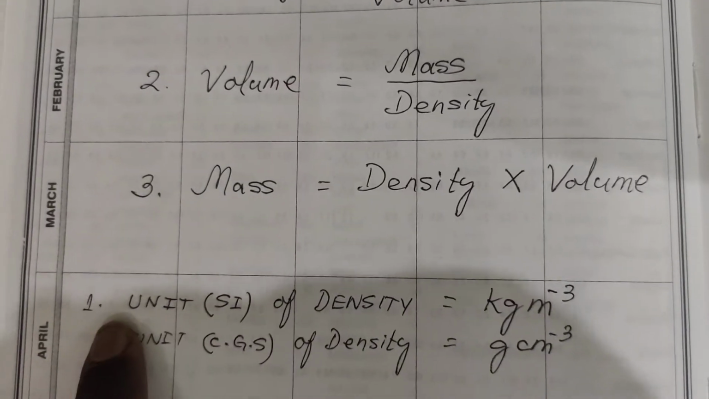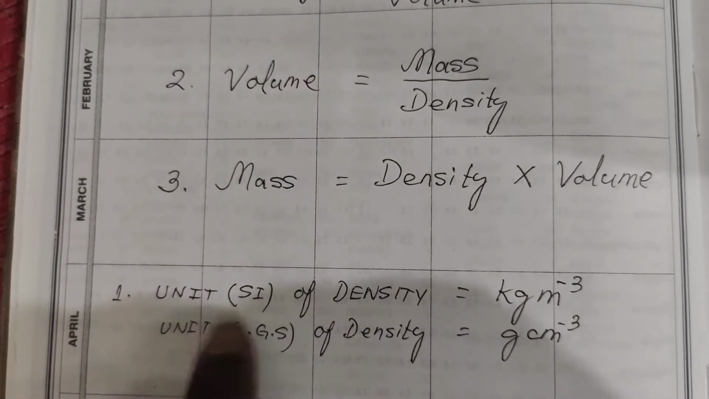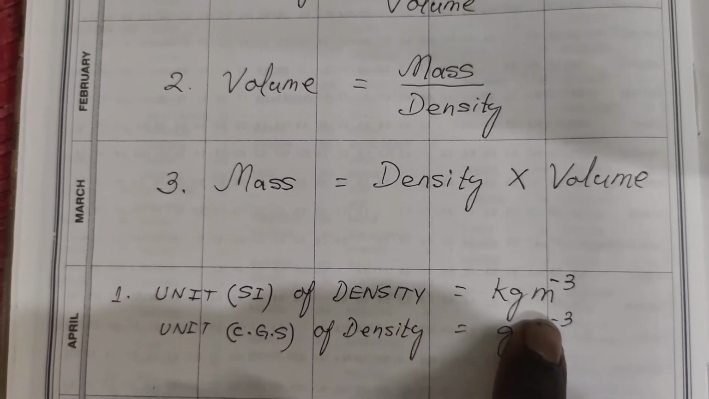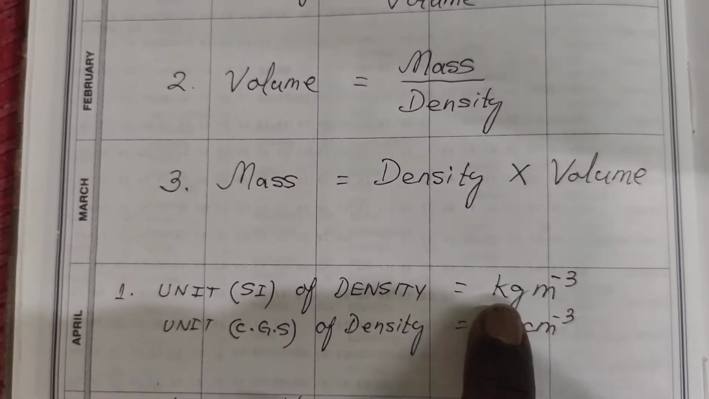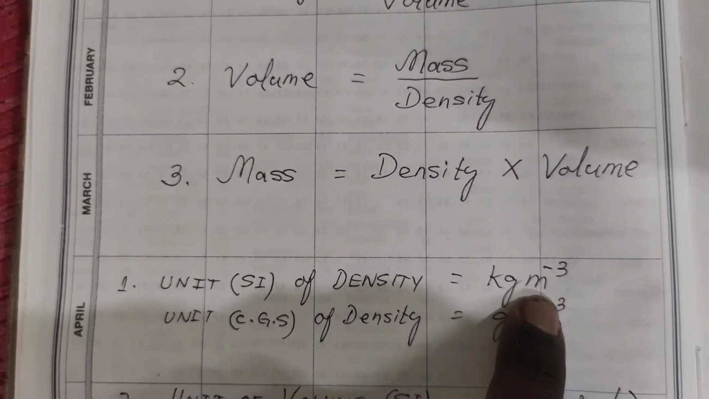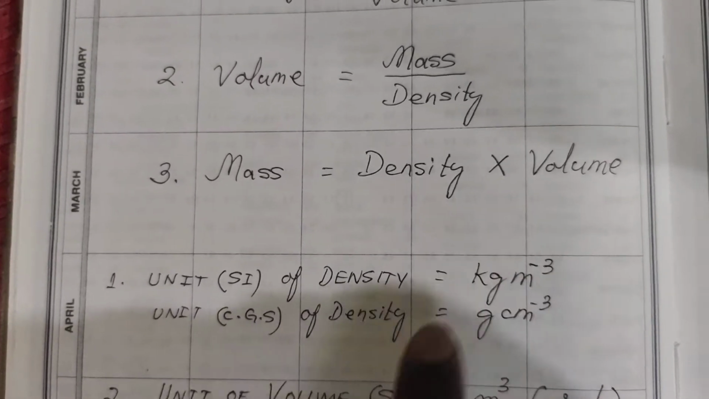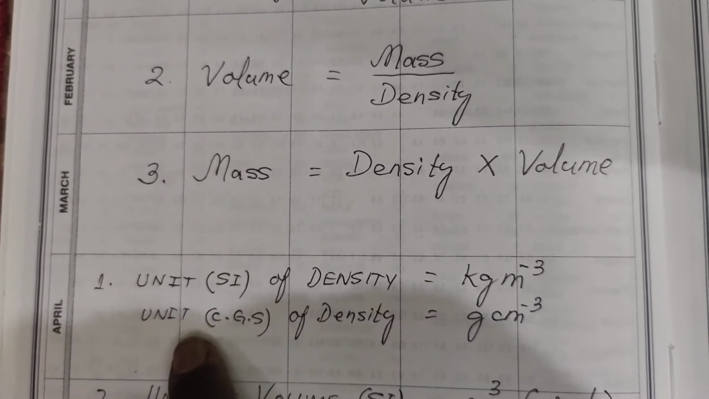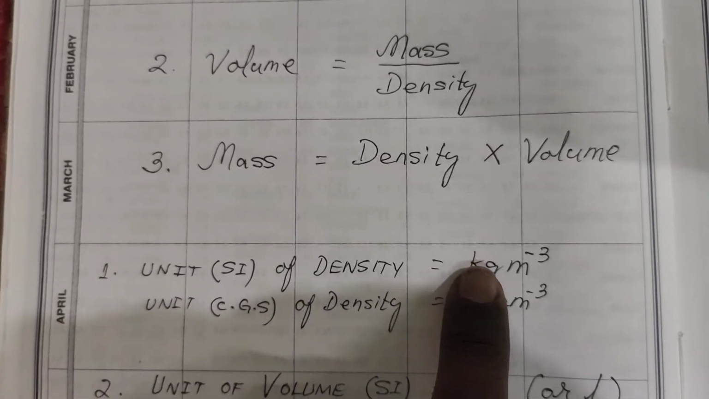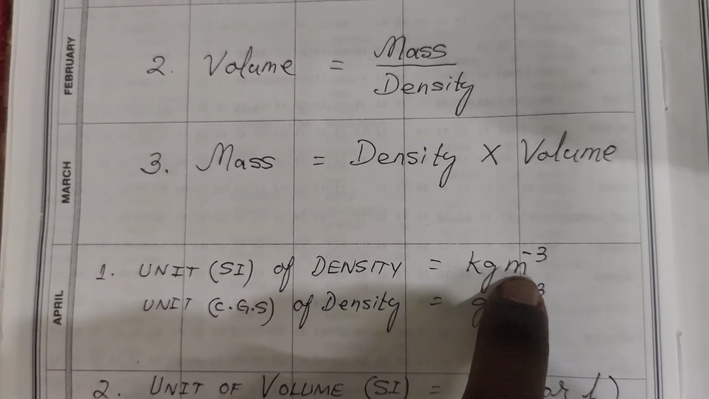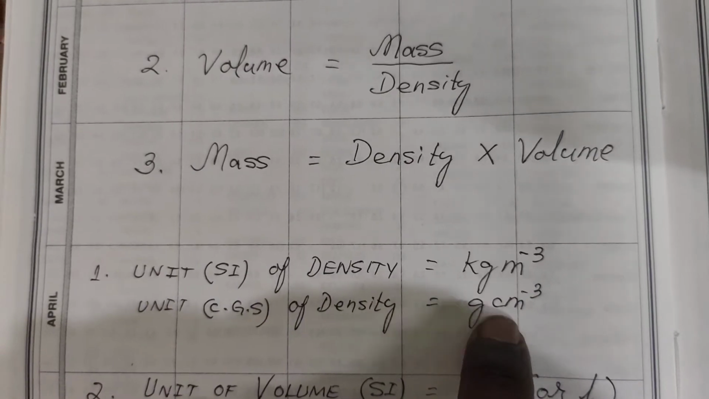So the first one, the SI unit of density, is kg per meter cube. We pronounce it like this and write it like this: kg meter power of minus 3. The CGS unit of density is gram. Instead of kilogram we write gram, and instead of meter we write centimeter. So gram per centimeter cube.